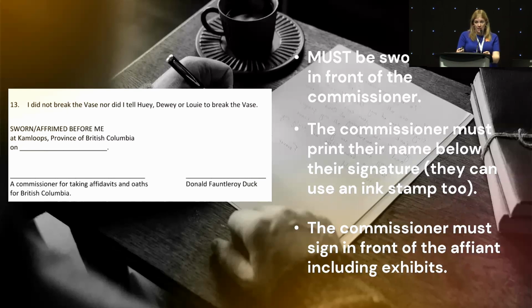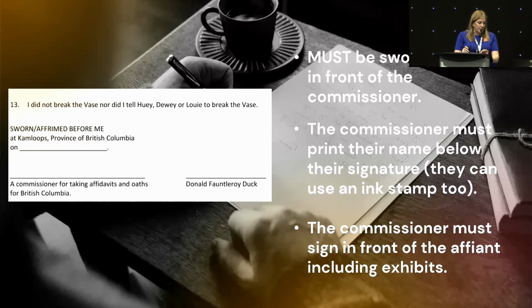Now, if there was a small mistake, you can cross it out and write in the correction, but then both the commissioner and the person who's swearing it have to initial that the change was made. That way we don't have things being changed after the fact.